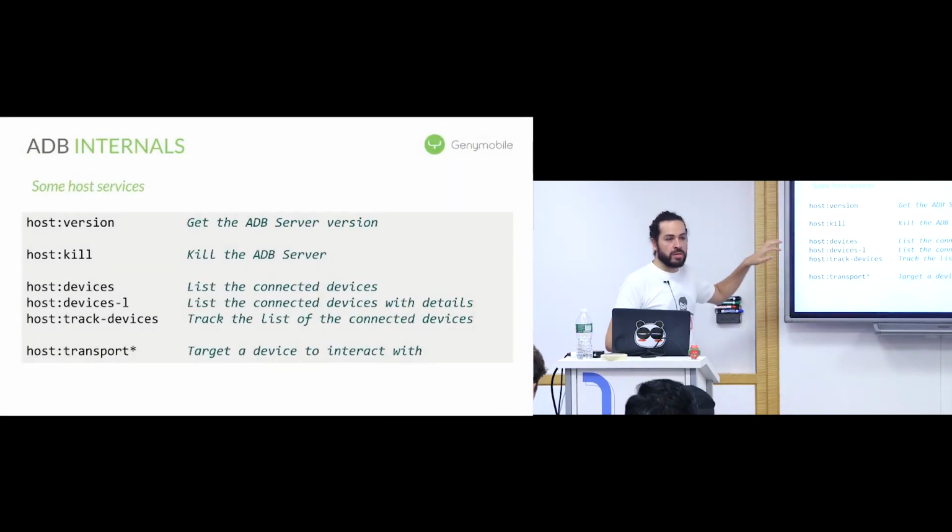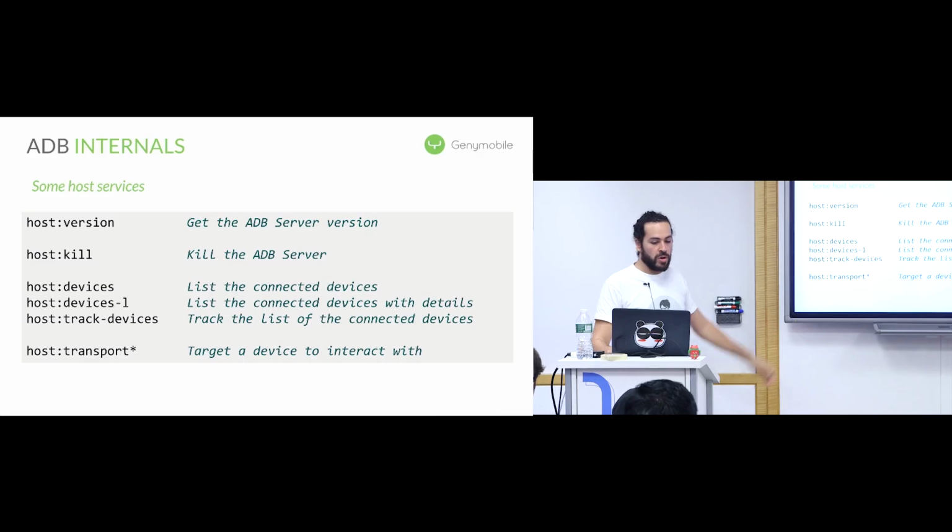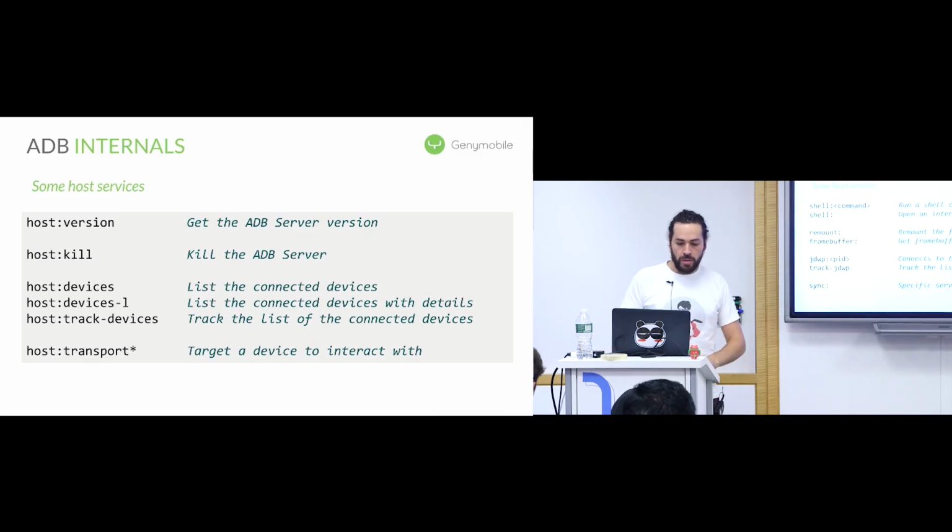Here's another list. I'll let you know that you can come back to the slide later if you want to understand a little bit more. This is a list of some of them, you don't have all of them. For example, to get the version, the device -L I told you about, etc. Transport also is a host service. Local services, you have shell, of course, running on the daemon.